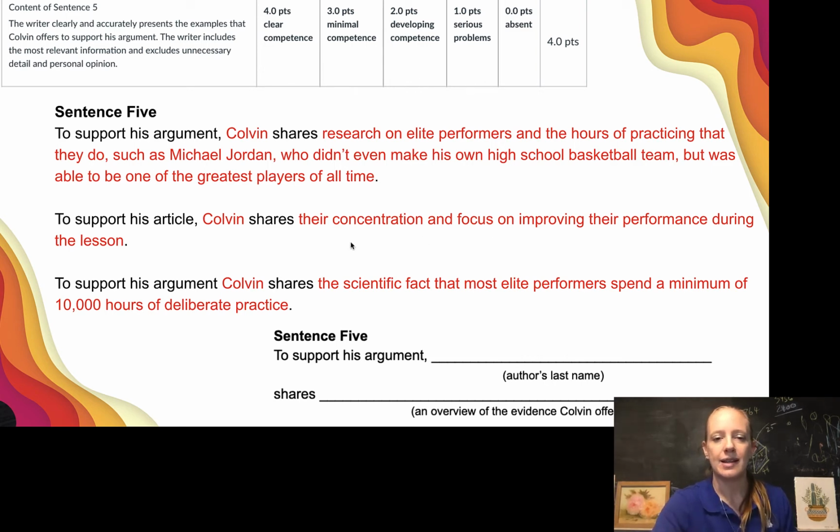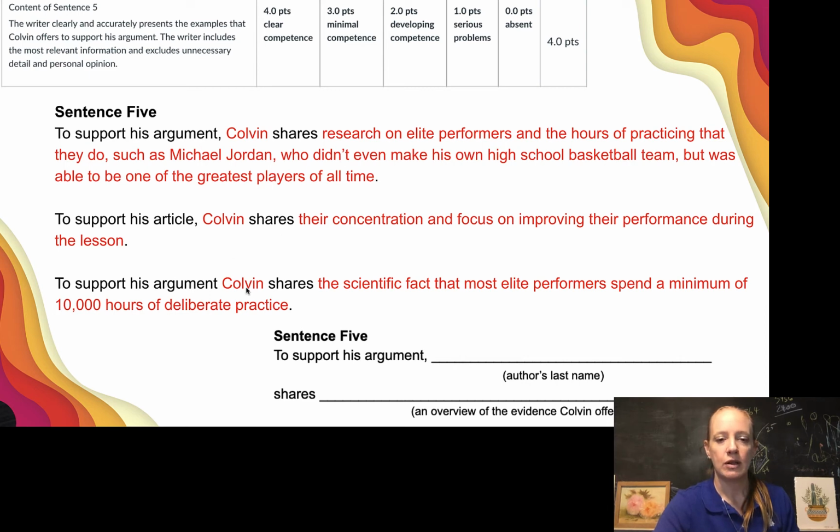And it does say something like their concentration and focus is important for professional athletes and for people who are great in their field. It just doesn't give the example. It doesn't talk about Tiger Woods or Bobby Fischer or any of the other people that he talks about, Luciano Pavarotti. So again, 1, maybe 2.